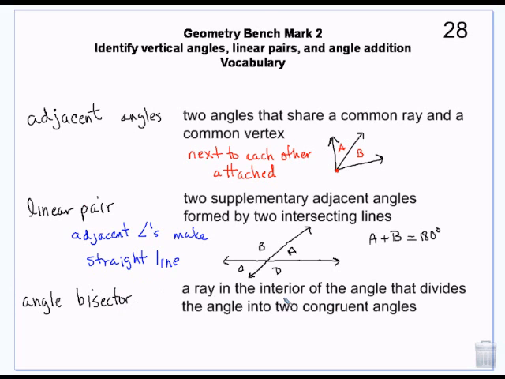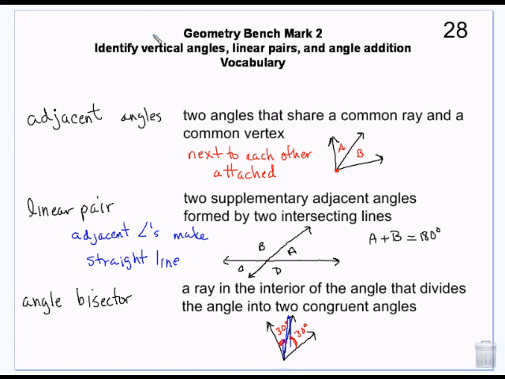Okay, and an angle bisector divides the angle in half. So if I have some angle here, if I cut it in half to where this measure and this measure are the same, so if this is 30 degrees and this would also be 30 degrees, this would be the angle bisector. So I'll make that. An angle bisector is just a line between two equal things.